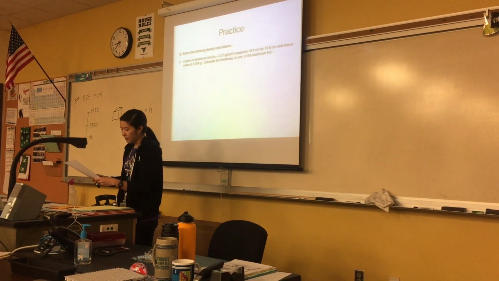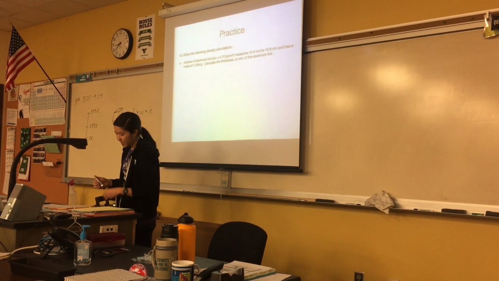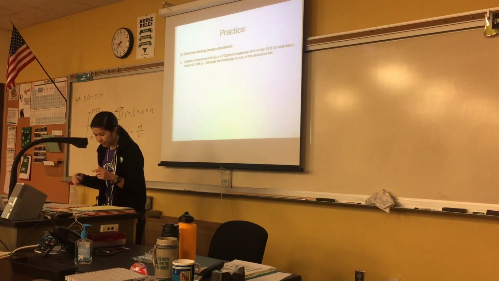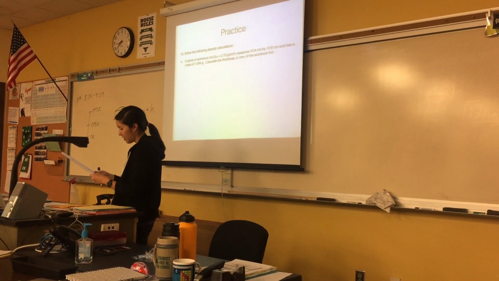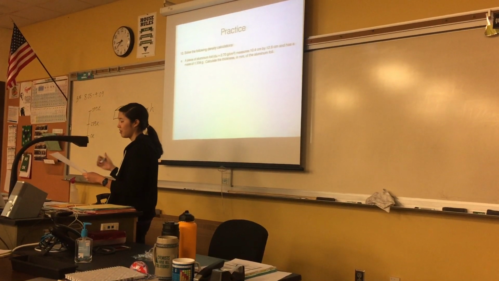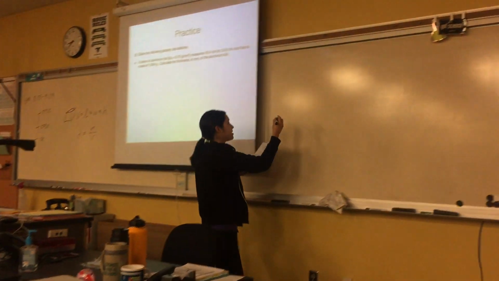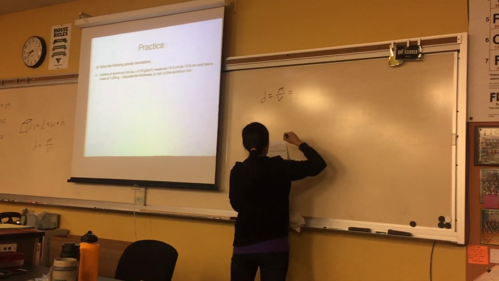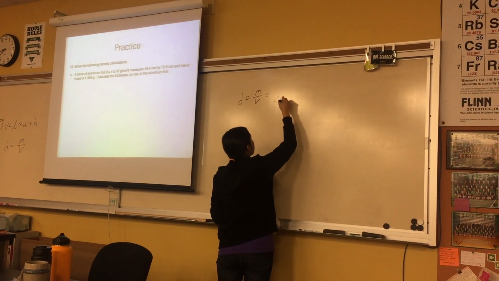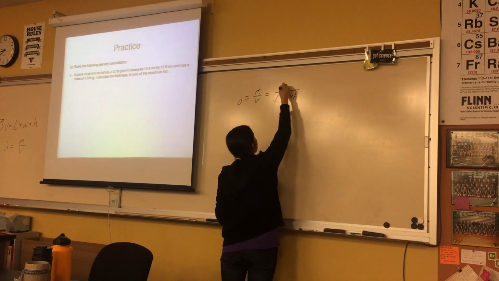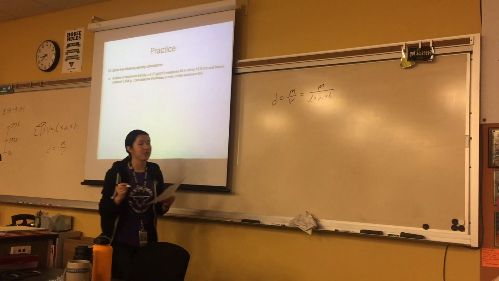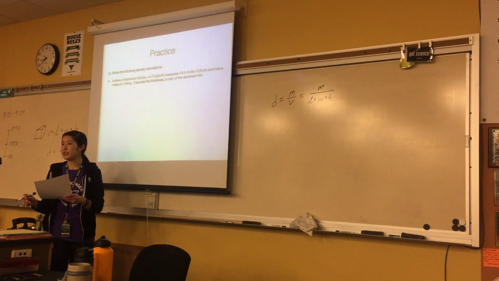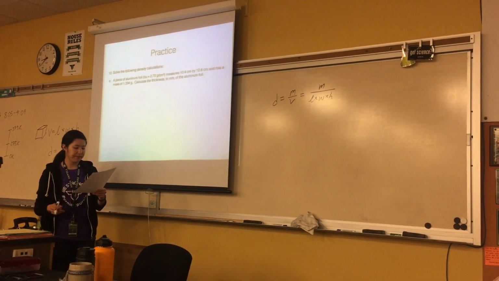Okay, so if we know that density is mass divided by volume, and we can plug that in, then we can rearrange our formula. So we have density is mass divided by volume, and then we know that volume is length times width times height. We can use some algebra skills to rearrange that to solve for the height, because that's what we need to figure out in this problem.